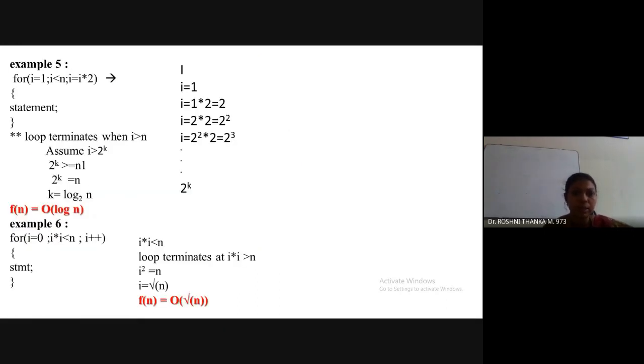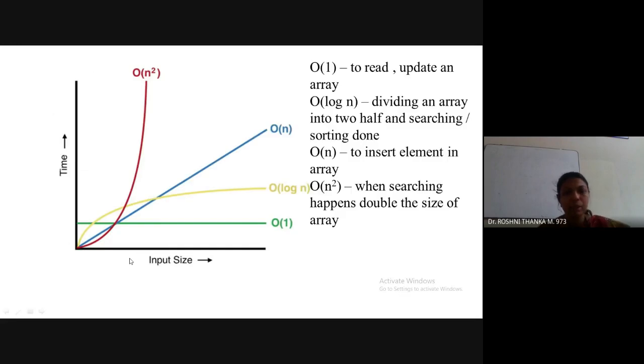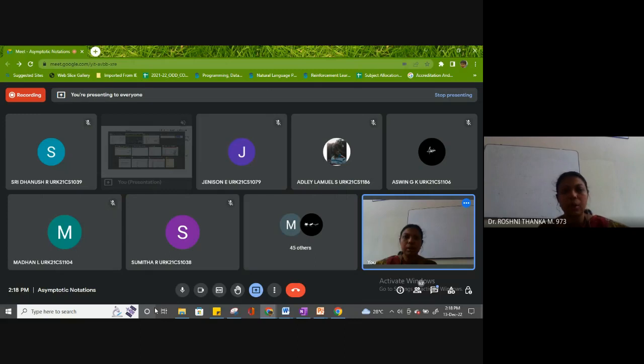And so this is another example. Here you can see these examples I have already discussed in the class. I hope you have understood how to calculate the time complexity and space complexity.